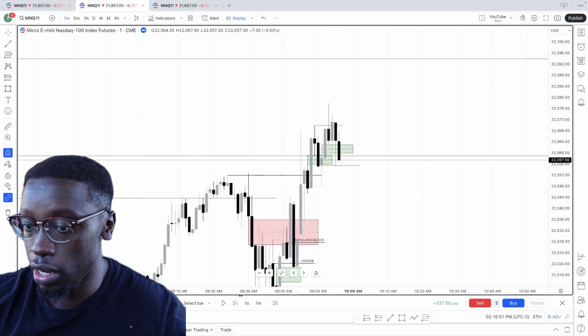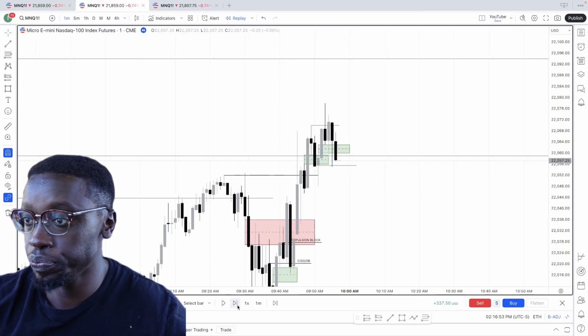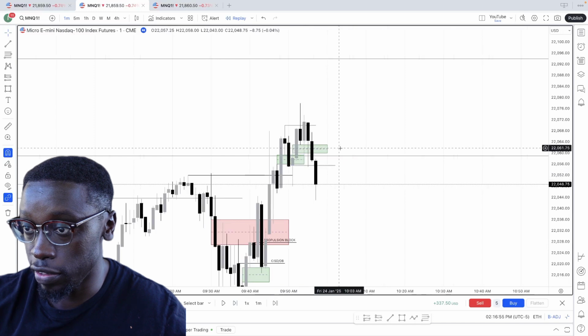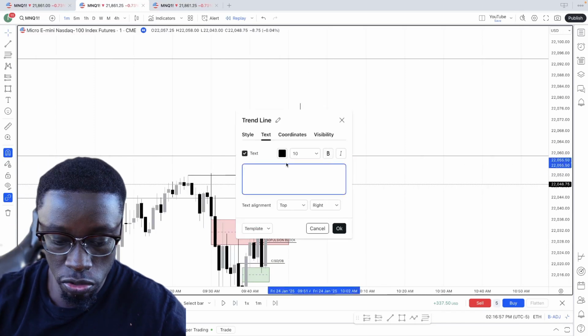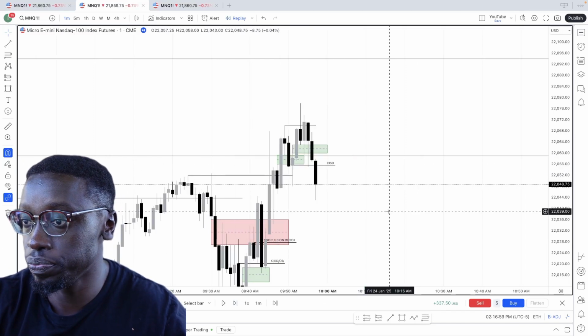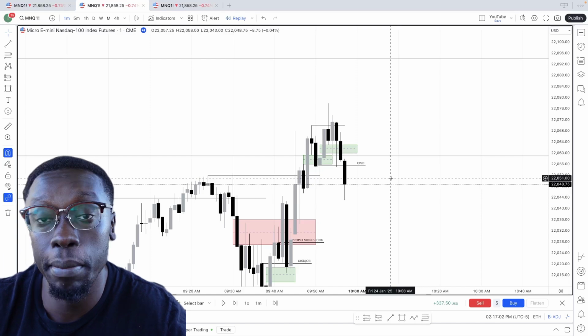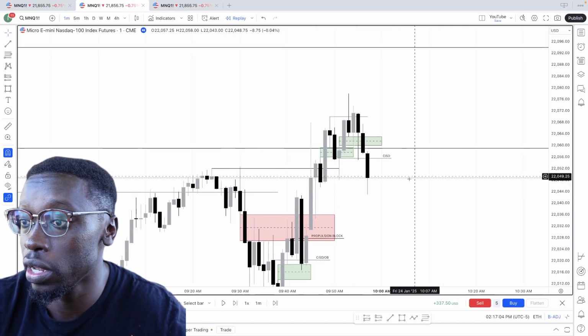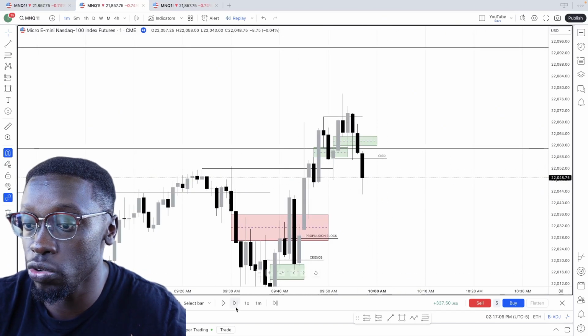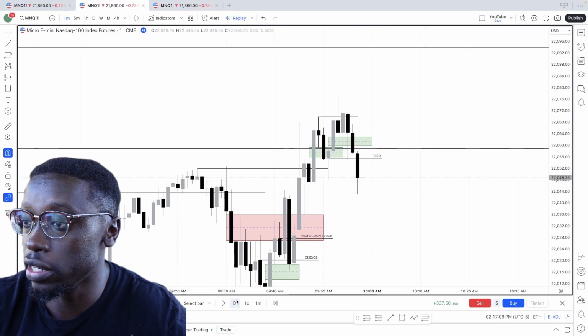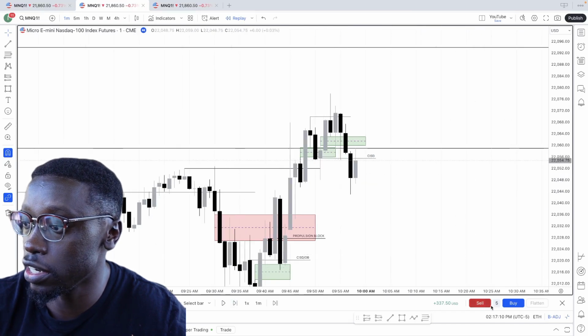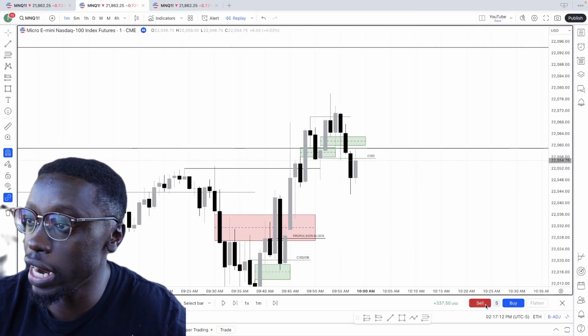So you can see this change in state of delivery was validated once we got the close below here. So now essentially the market was saying, hey, I'm now in a sell program. I'm going lower. Whether or not you're in is up to you. I'm going lower. So the market then does come back. We retest this change in state of delivery. So this would have been a great entry here.